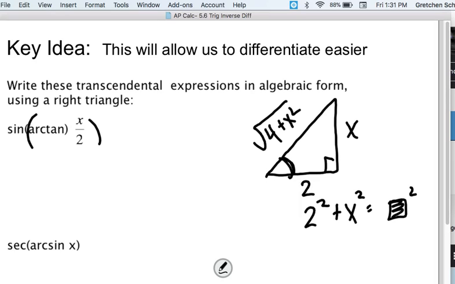Agree? So we're starting at the inside. We're using that to help us fill in a triangle. We don't know what that angle is, but we want to know the sine of that. So what does sine stand for? What is opposite that given angle? X. What is the hypotenuse?